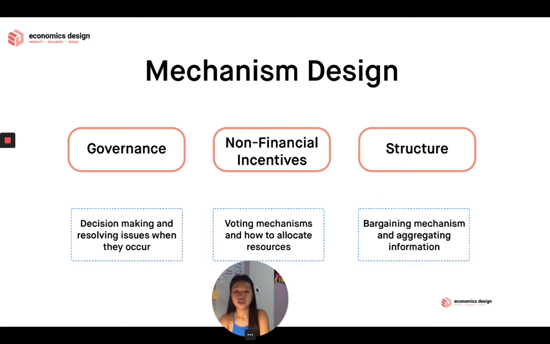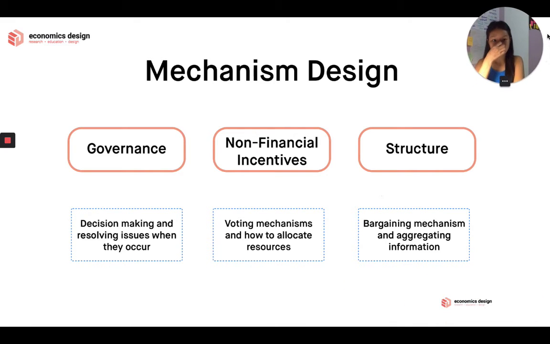So going back to mechanism design. That was just a general introduction. Going back to mechanism design, we have three areas that we're looking at. We look at governance, non-financial incentives, as well as structure. In governance, we look at decision making and resolution, and how we resolve issues when they occur. In non-financial incentives, we look at voting mechanisms and how you allocate resources. And in structure, we're looking at bargaining mechanisms and aggregating information.